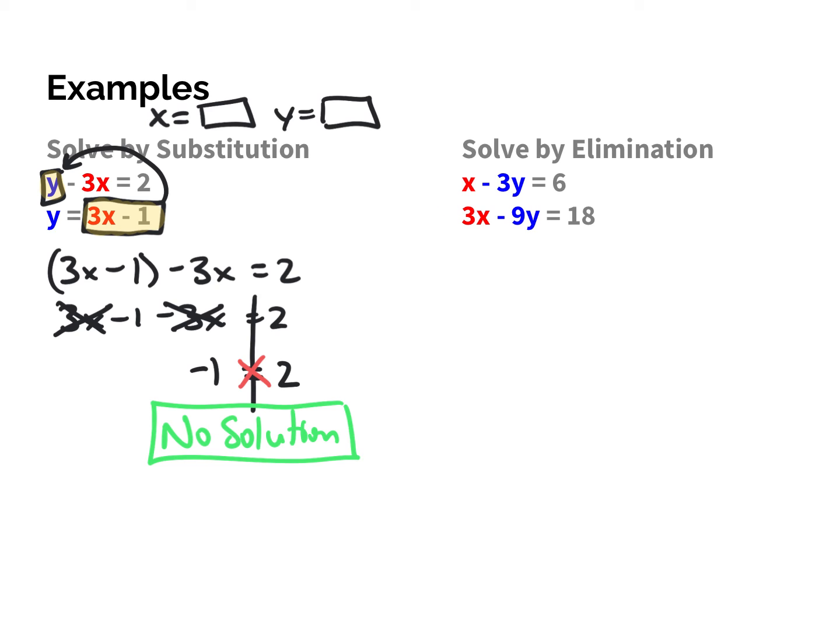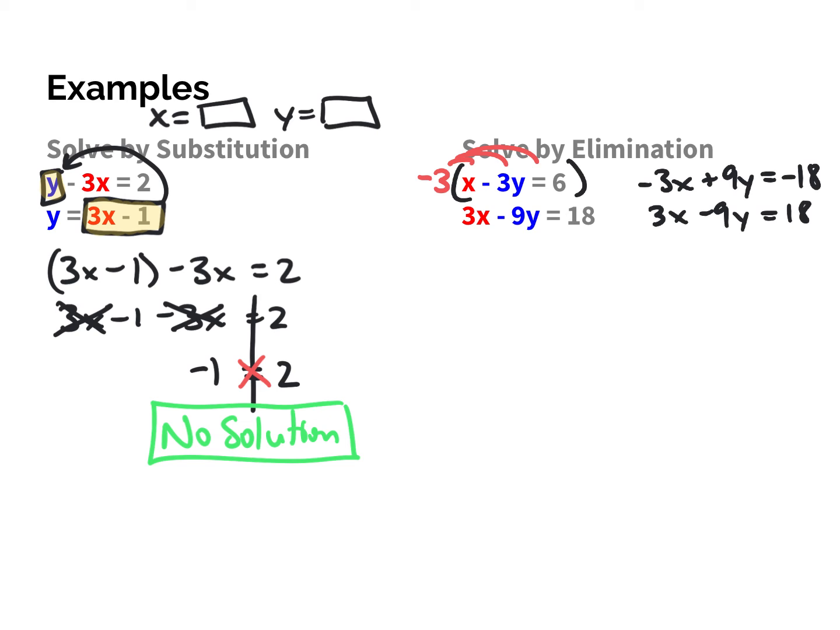In order to eliminate, I'm going to have to multiply this first equation by some number. I want it to be equal to 3x, so I'm going to have to multiply by 3. But I also need it to be the opposite, so I'm going to multiply by -3. I take everything in here and multiply it by -3, and here's what I would get: -3x plus 9y equals -18. The bottom equation I don't have to change, so that would all stay the same.